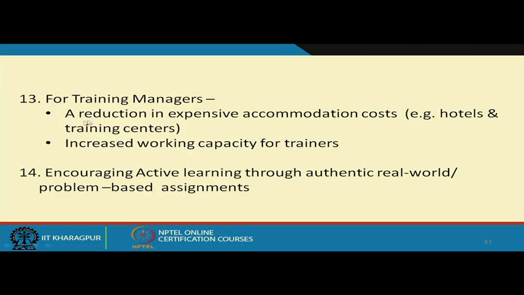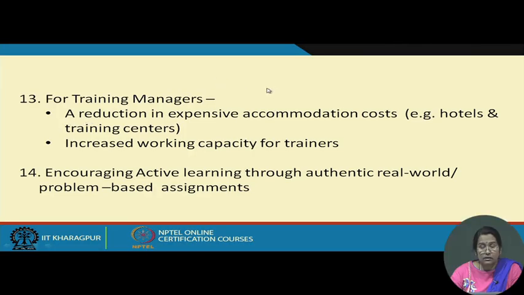Learning in a comfortable and relatively stress free environment. So, the individual learner can find his own time, get the liberty to access the learning material through the internet, on the web, and can complete his assignment at his own pace. So, for training managers also, these web based training programs reduce the cost and expenses, like a reduction in the expensive accommodation cost.